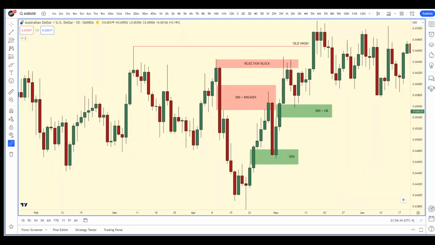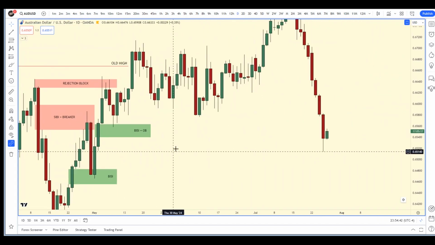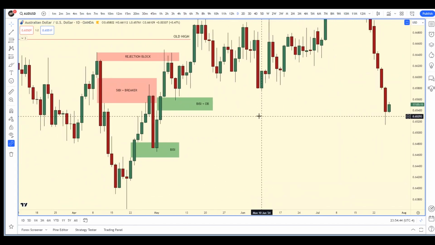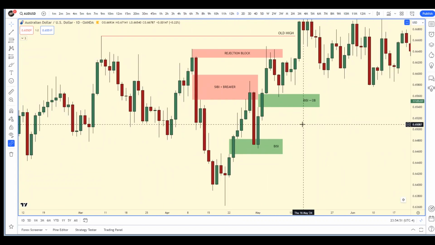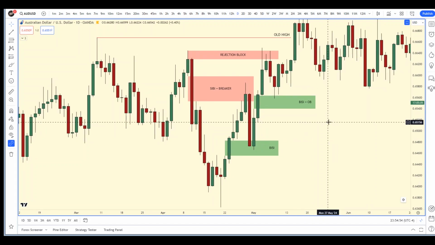Alright, so now we have an actual chart example. This is the Australian dollar against the US dollar, one-day chart on Oanda. It is quite recent, as you can see. You can use this chart yourself. You can see the date down here. And of course, you can observe the same things on whatever chart you want, because they all work, okay?